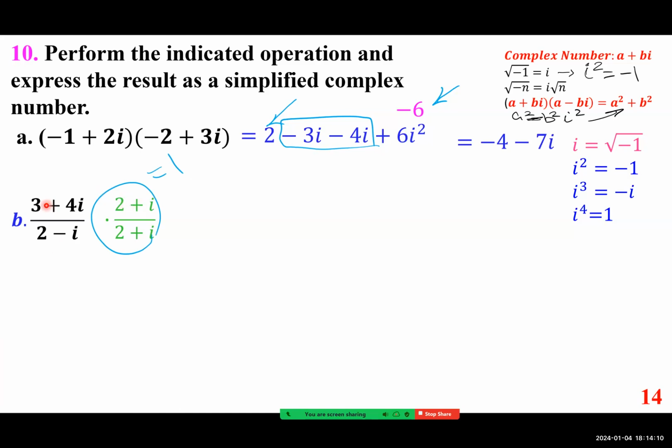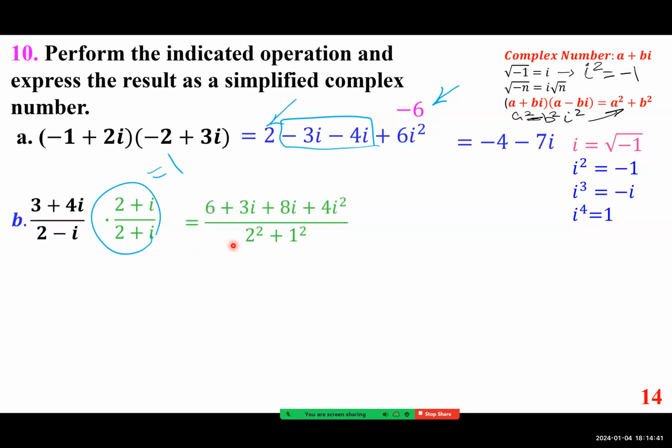The top, we just do the foiling. 3 times 2 is 6, 3 times i is 3i, 4i times 2 is 8i, and 4i times i is 4i squared. The denominator, instead of foiling, again, I'm going to remind you, a squared plus b squared, which means 2 squared plus b squared. The b is -1 or +1, it makes no difference when you square it, it becomes +1. So this is 2 squared plus 1 squared. That's the denominator.